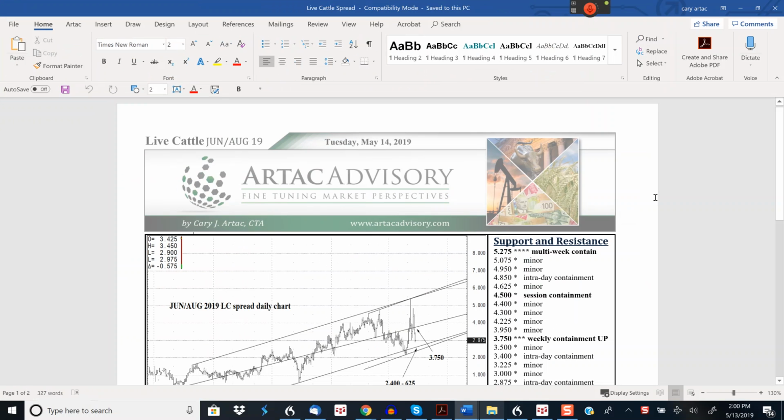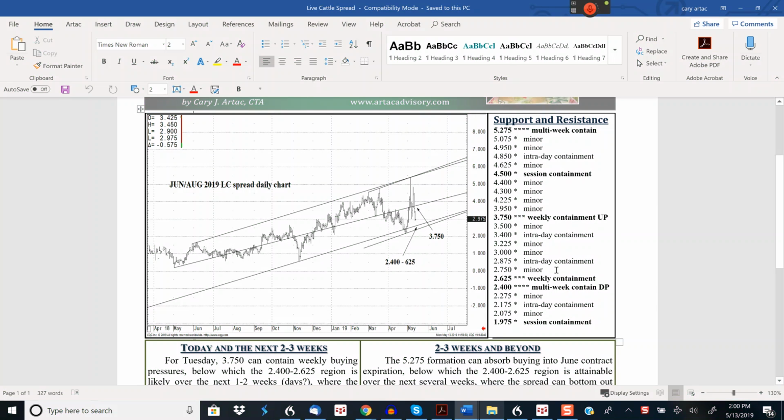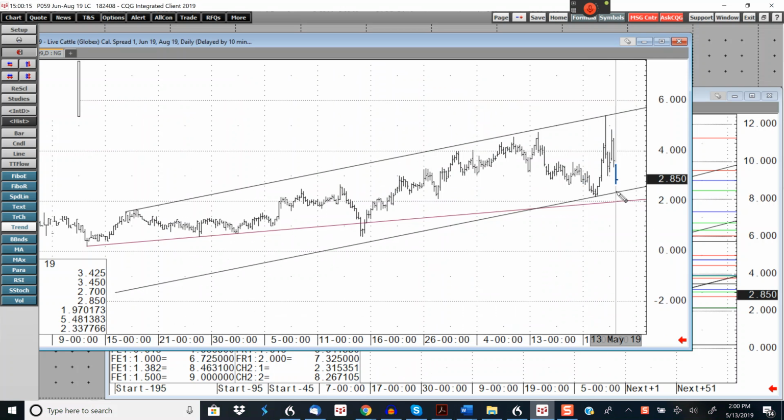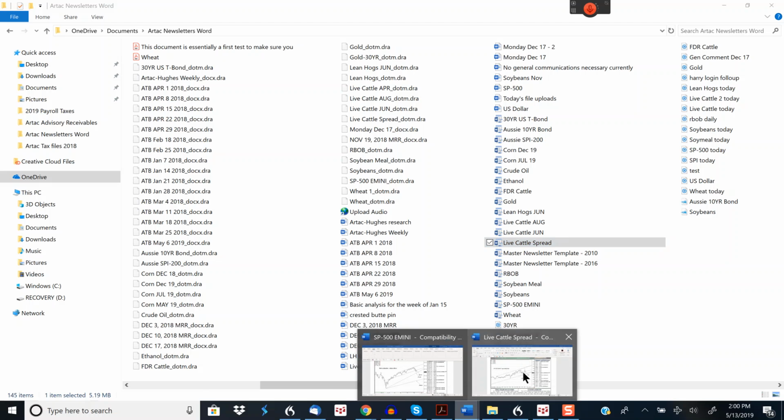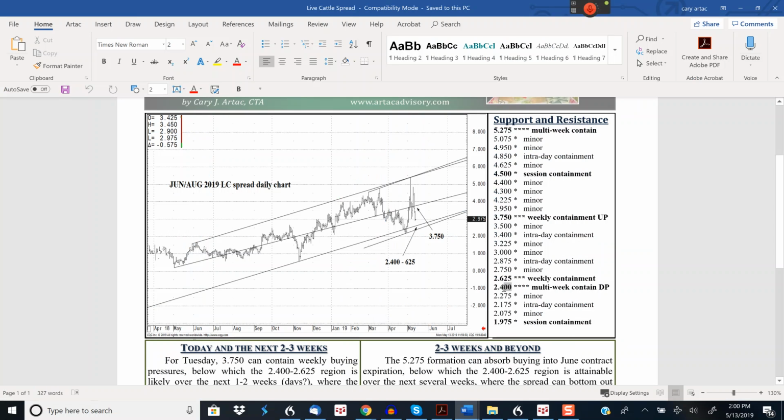This is the June August live cattle. This 240 to 262 half area is likely. Now, why am I showing 235 even here? There's something going on with this. I'll fix this after the video, but I'm going to have to lower that to 235 even. But in any event, this is our support, 235 even to 262 half.